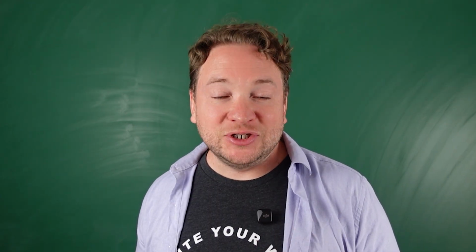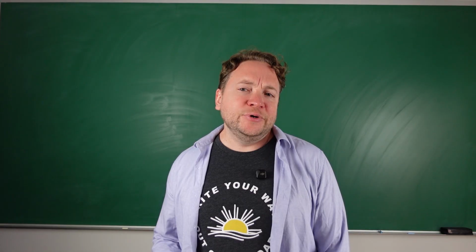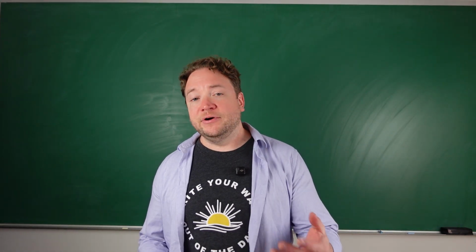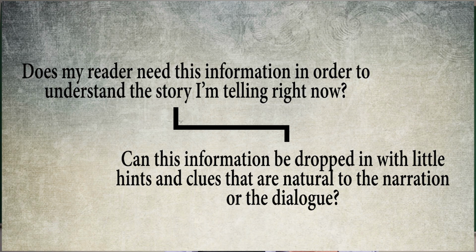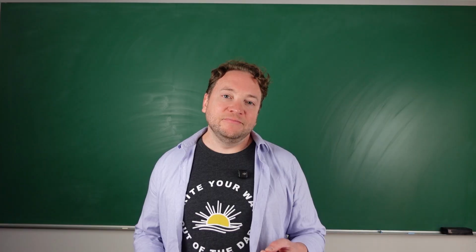So even though that backstory is only known to you, it's going to subtly make that dialogue and that description that much more interesting for your reader. And you never have to fill them in on that backstory for them to sense the richness that you brought to the text. So, when you're thinking about what backstory to include, here are 2 questions that you can ask. Does my reader need this information in order to understand the story I'm telling right now? Can this information be dropped in with little hints and clues that are natural to the narration or the dialogue? This will help you to decide what to include.